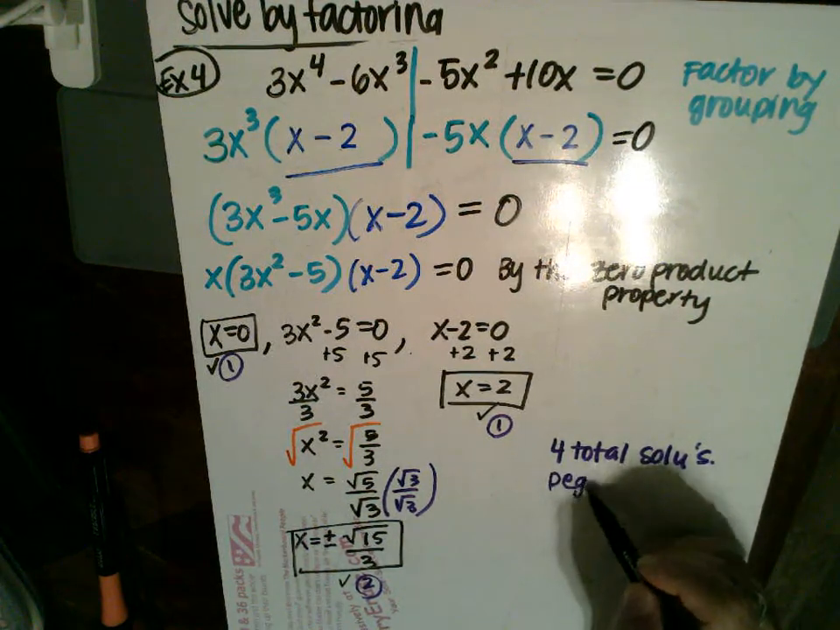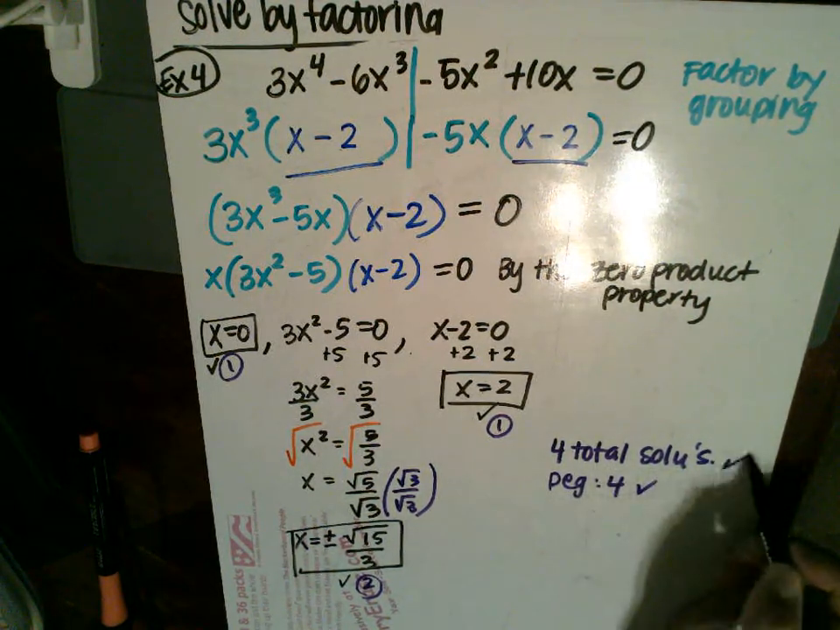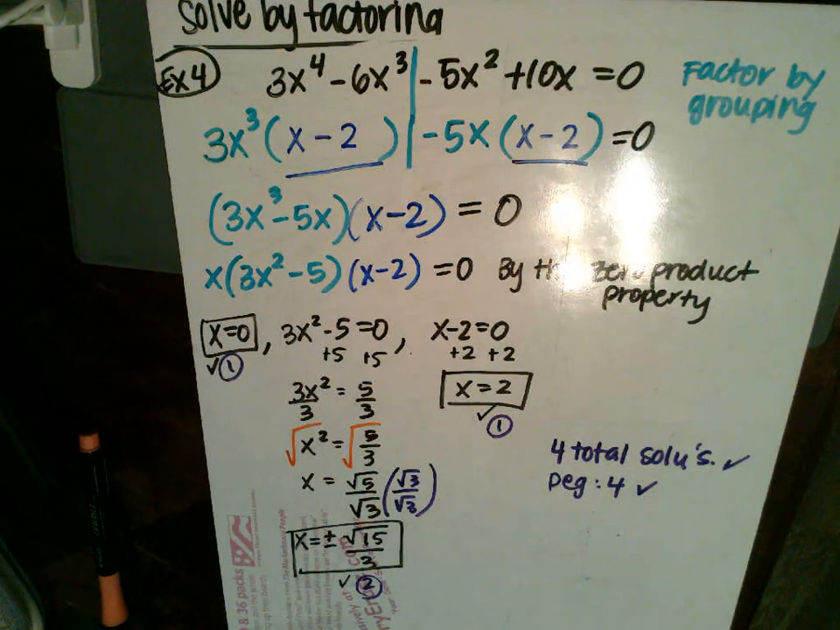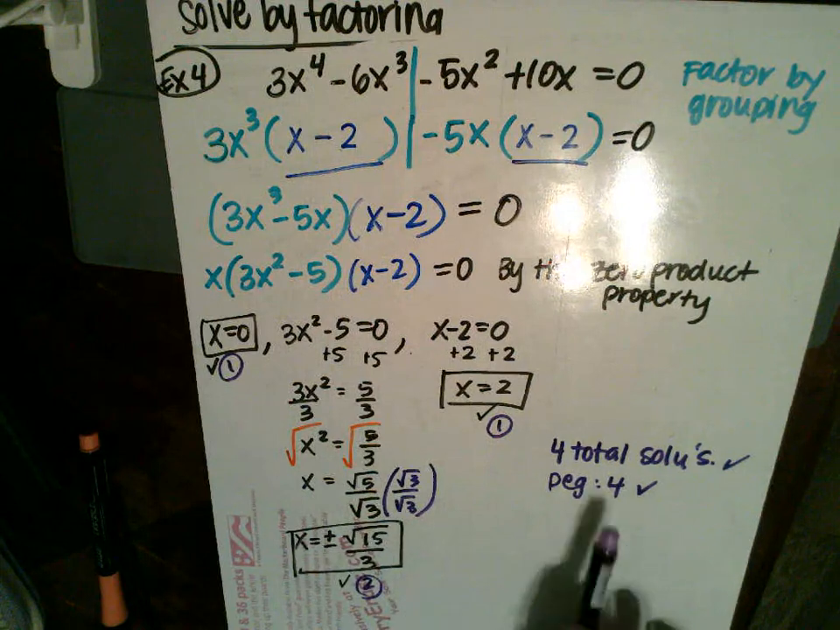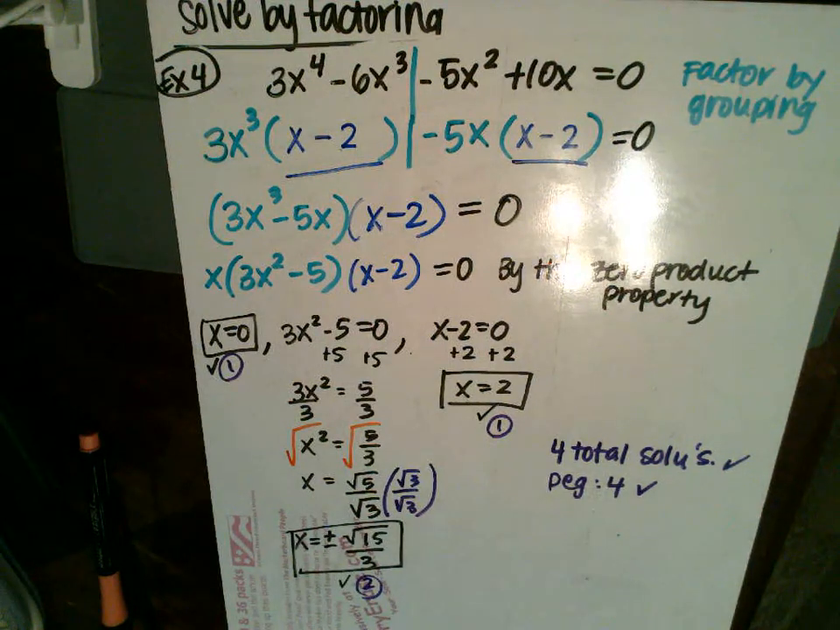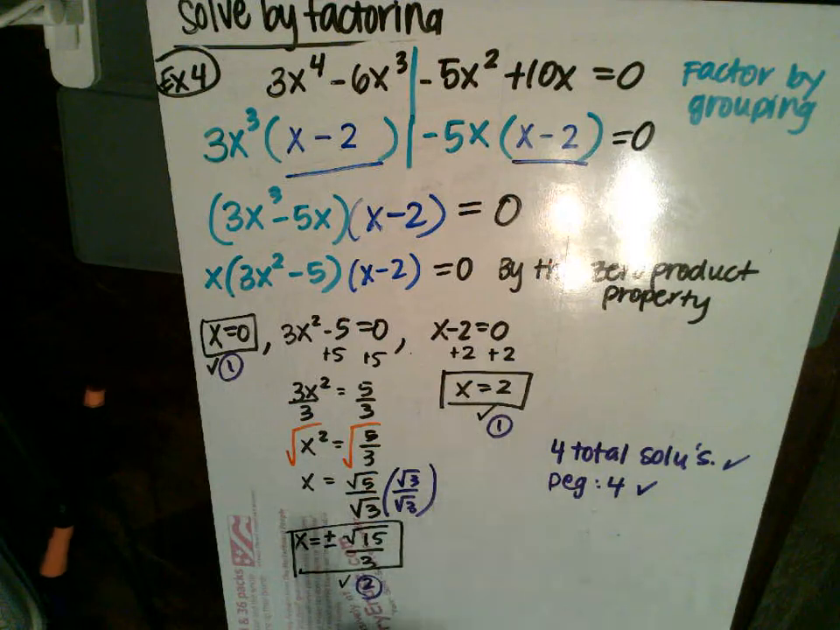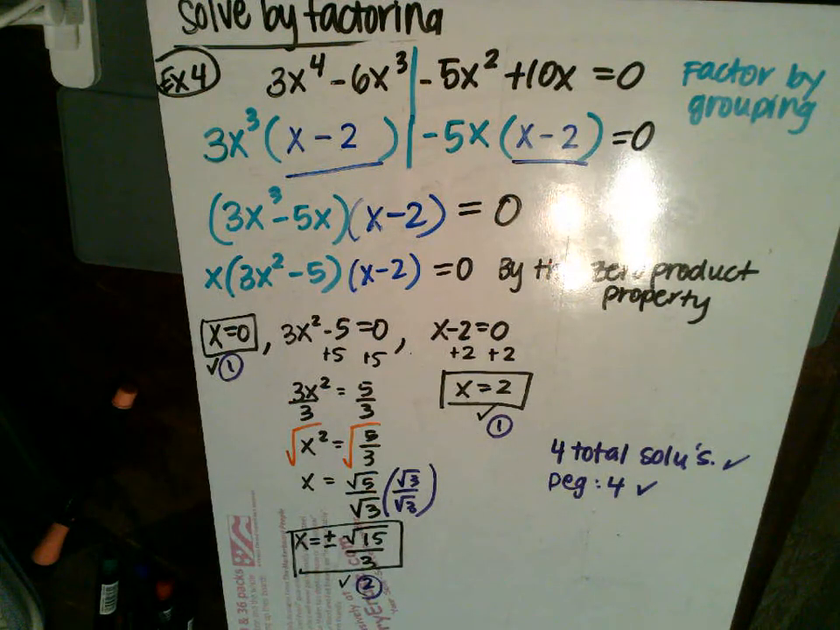And I have a degree 4 polynomial, so I know I am done. 3x to the 4th, degree 4, I can have maximum 4 solutions. And they all happen to be real in this instance. So my polynomial will cross the x-axis 1, 2, 3, 4 times.